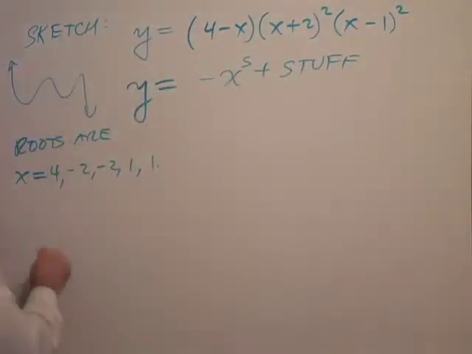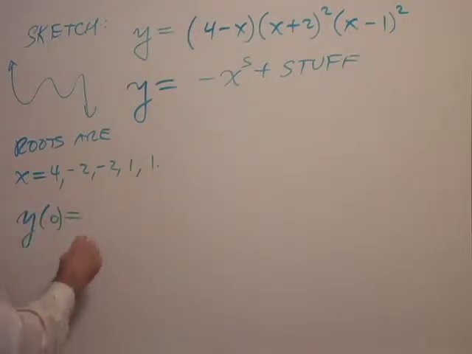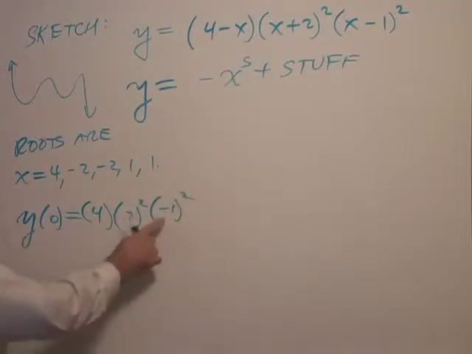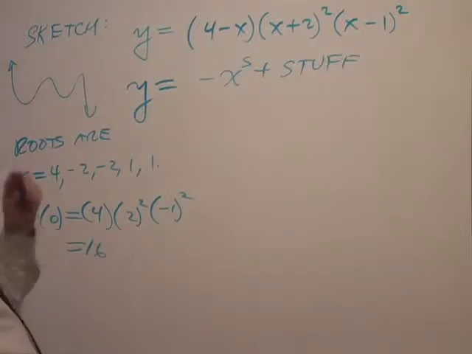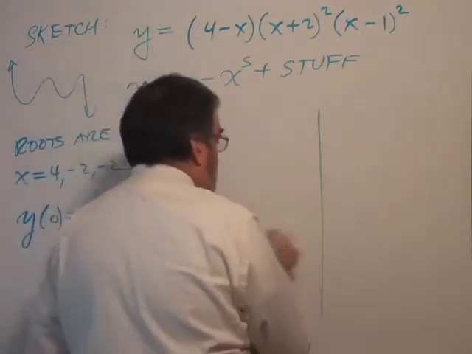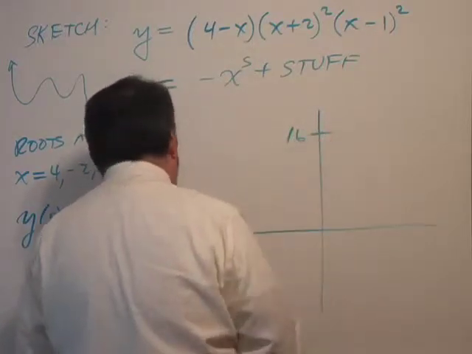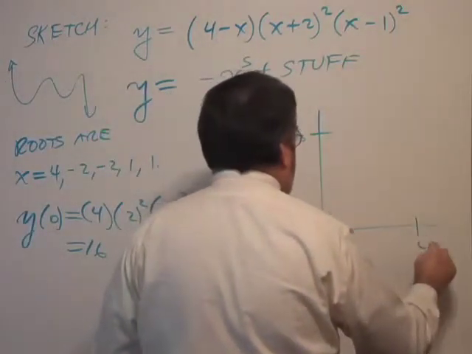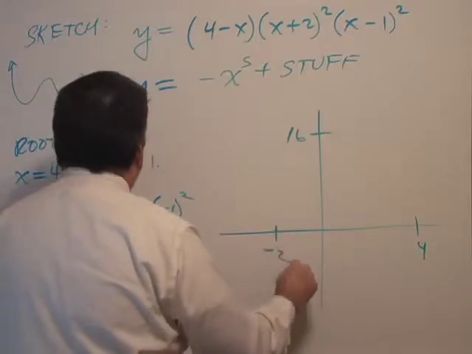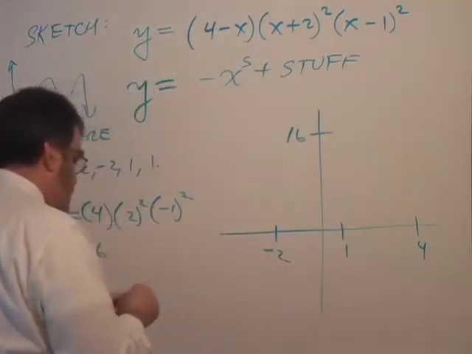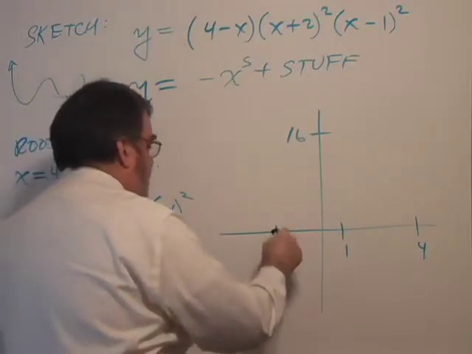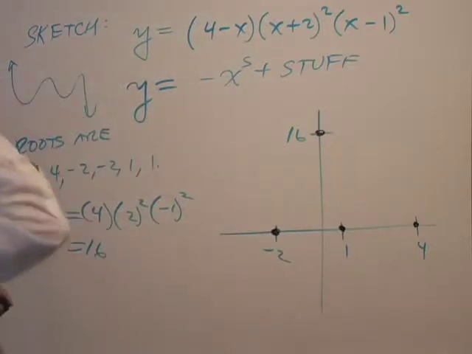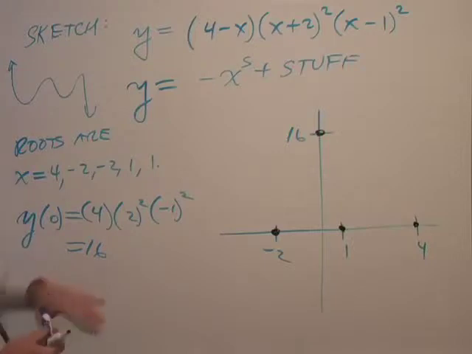And finally, the y-intercept. Plug 0 in, we would get 4 times 2 squared times negative 1 squared. 1 times 4 is 16, positive 16. So there's 16, and my roots are at positive 4, minus 2, and positive 1. So the graph will pass through these 3 roots and that y-intercept. And it's like this. And finally, the repeated roots are where it behaves like a parabola.